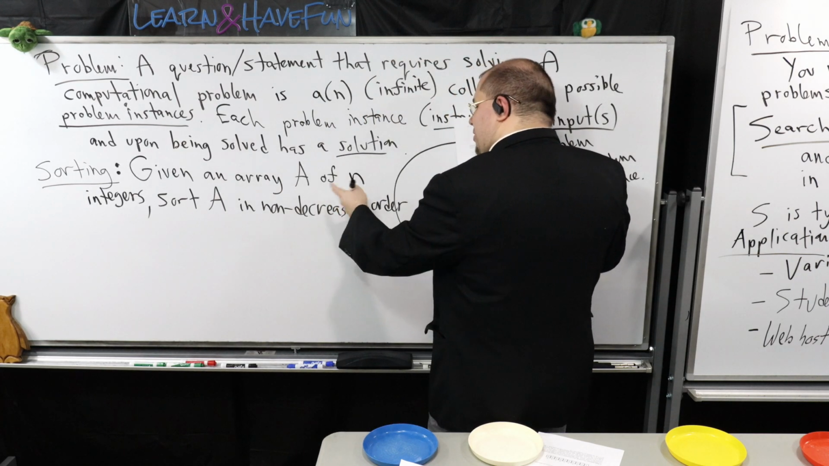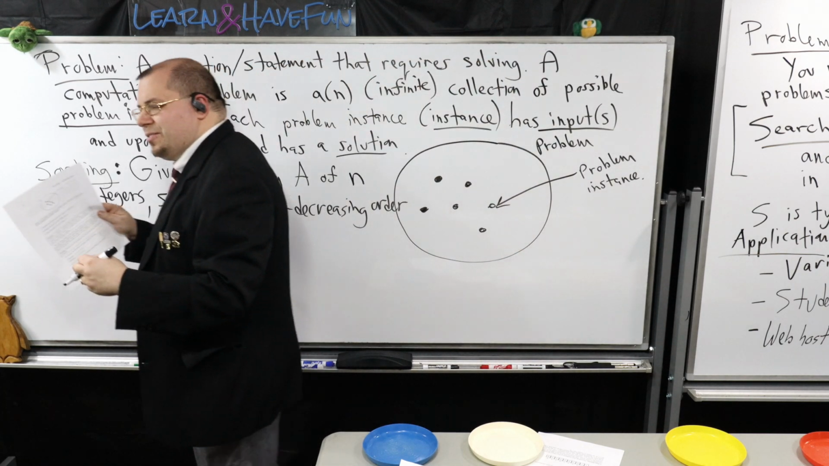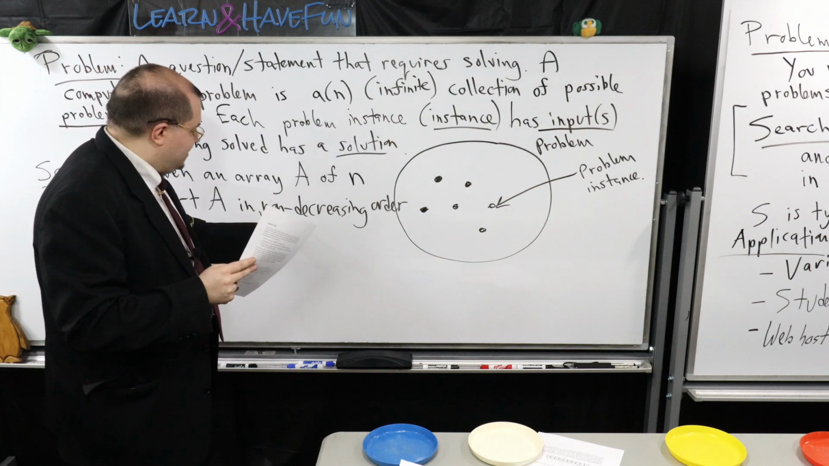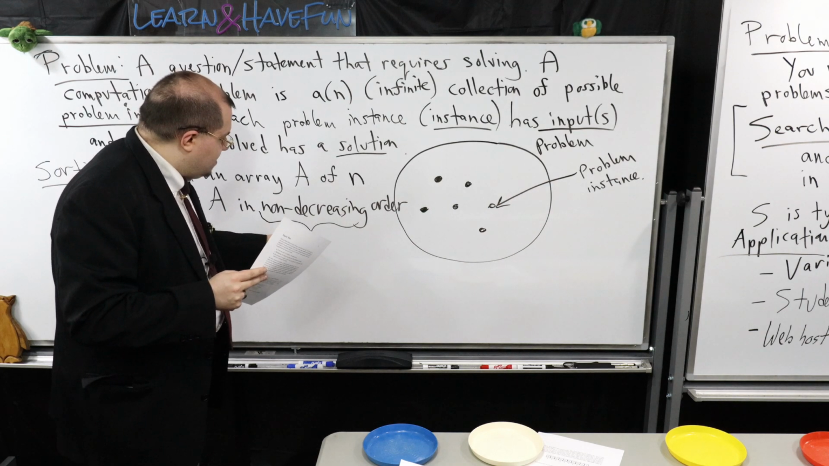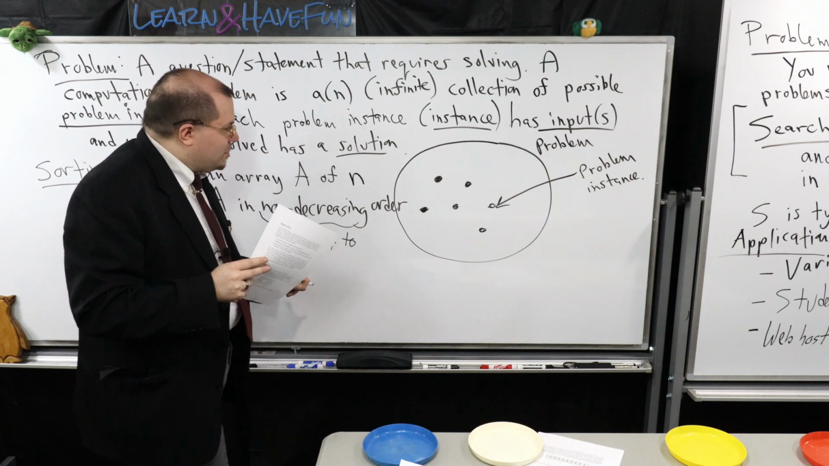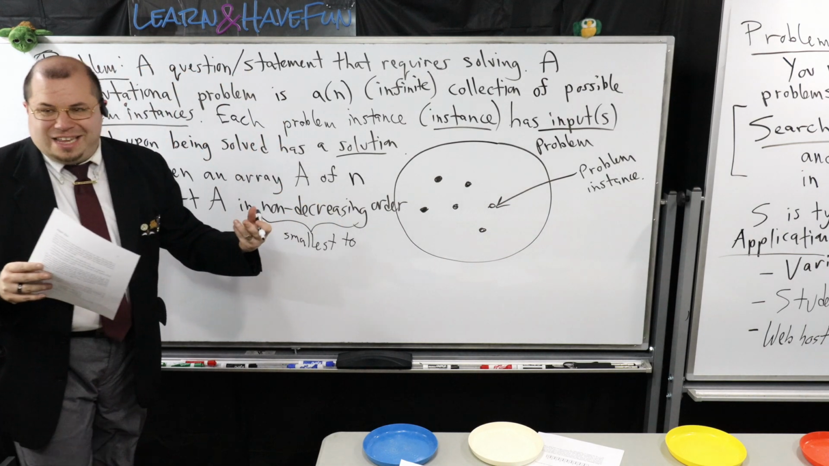For those that are not acquainted, the term non-decreasing, you may have seen it before. It just simply means smallest to largest. The reason why it's non-decreasing as opposed to increasing is because some of the elements might be equal to each other.